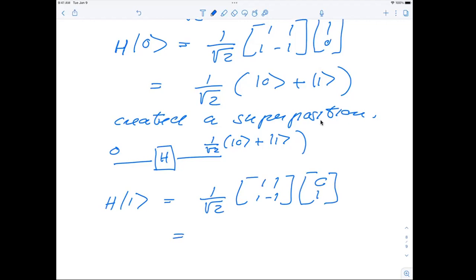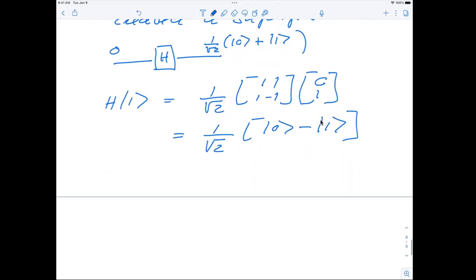If I do this operation now on the state 0, 1, what we're going to see then is that we also get a superposition, but now we actually have a phase difference. So we have a -1 here. So that changes sign. And we are going to see the interpretations of these quantities a little bit later.